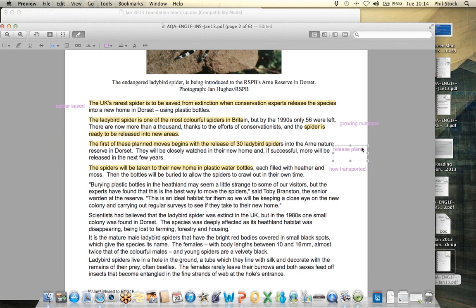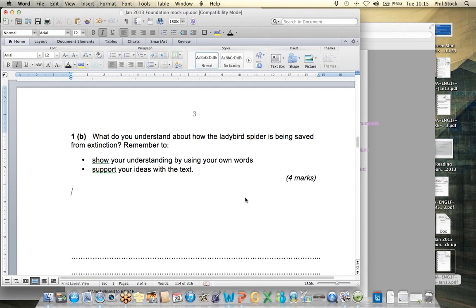Now we're starting to get somewhere here about the nature of where this is occurring in Dorset and how it's going to begin with 30 ladybirds being used, and then that's going to be built up to more if they're successful in their new homes. And then also here we've got the details that we highlighted about some spiders being taken to their new home in plastic water bottles. So already we've got just a couple of ideas just from what we've read so far. So let's take this idea of plastic water bottles and let's see how that would look if we write that out.